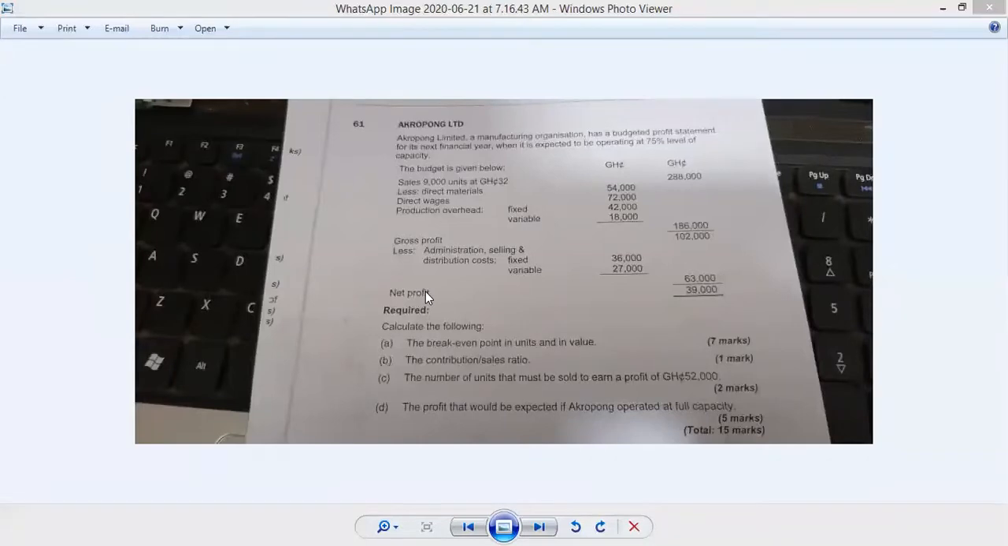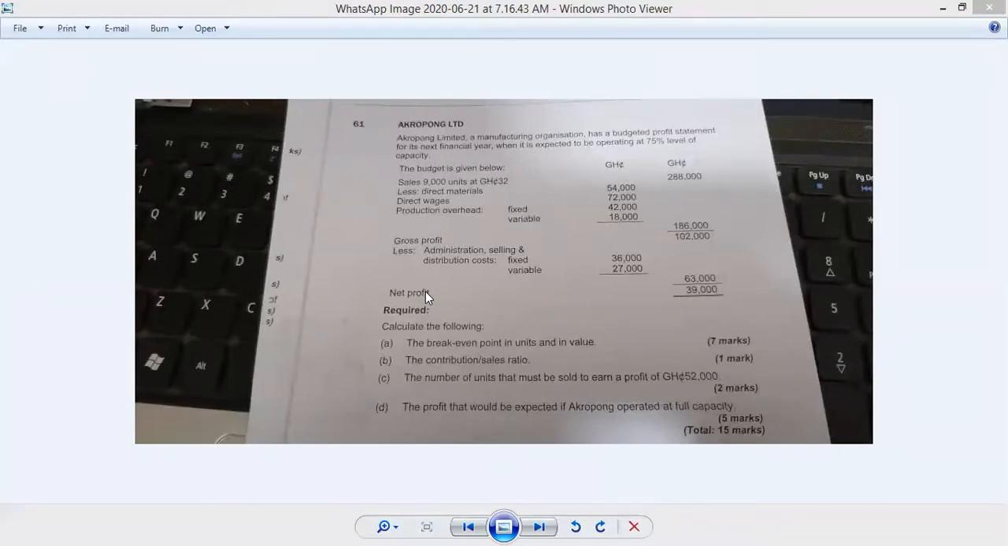The material cost is 54,000, right? So show working, 54,000 divided by what? 9,000 units. What do you get? So that's 6. Direct wages, right? So wages will be what? That one also will be the 72,000 divided by 9,000. Sorry, I thought you were in the 12,000. No, not the 12,000. So 54,000 divided by 9,000, that one is 6, right? Good.